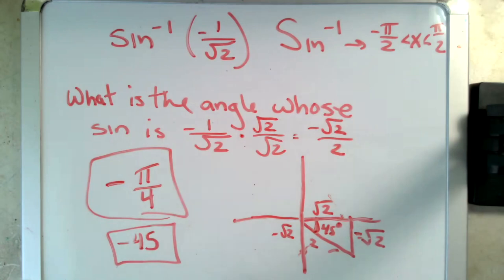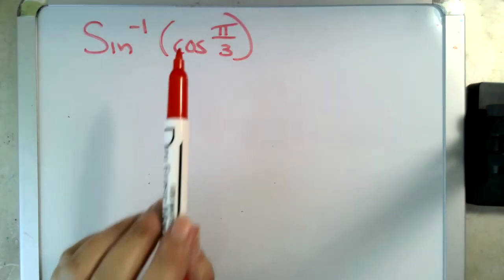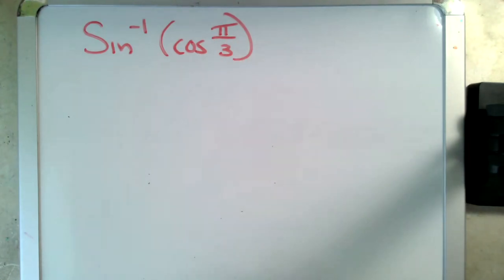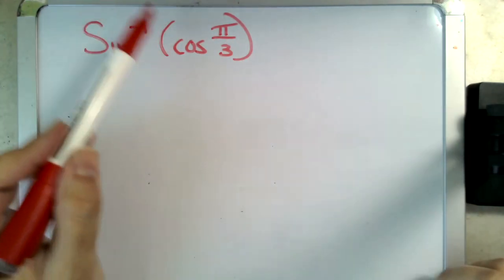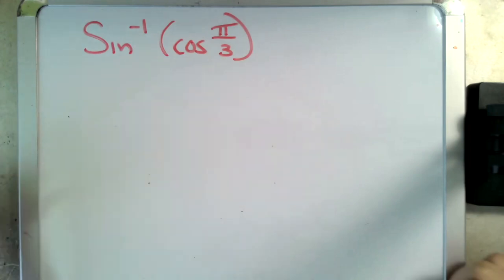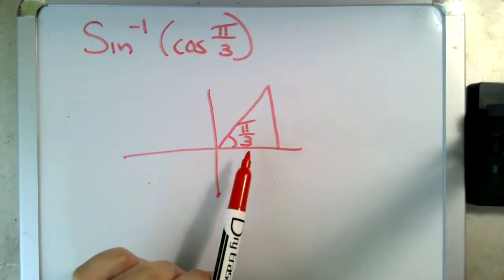Okay, let's take a look at a more complicated version. The inverse sine of cosine of pi over 3. Okay, so forget about the outside for a second. Let's just look at the inside. The cosine of pi over 3. Pi over 3, that's 60 degrees.